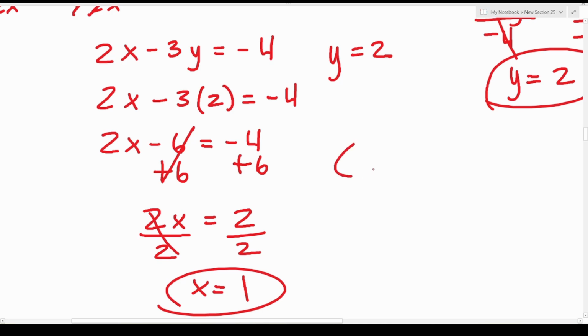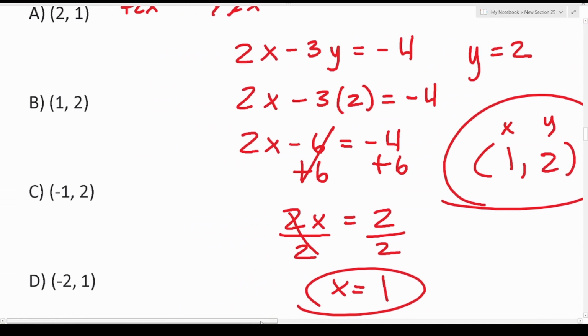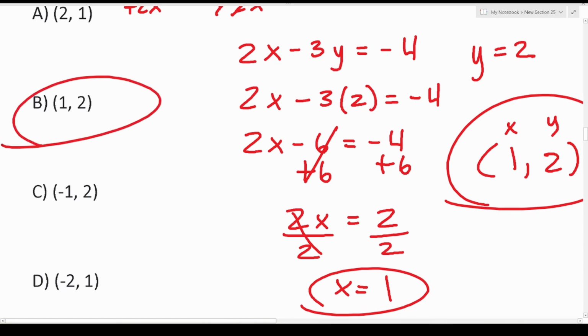And we can express that as an ordered pair, notably as 1, 2. Again, in an ordered pair, your x comes first, your y comes second. So the answer to this one is either x equals 1, y equals 2, or 1, 2. So that's going to be, as we can see, B.